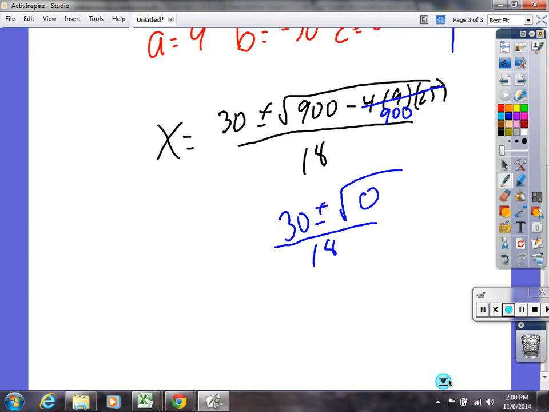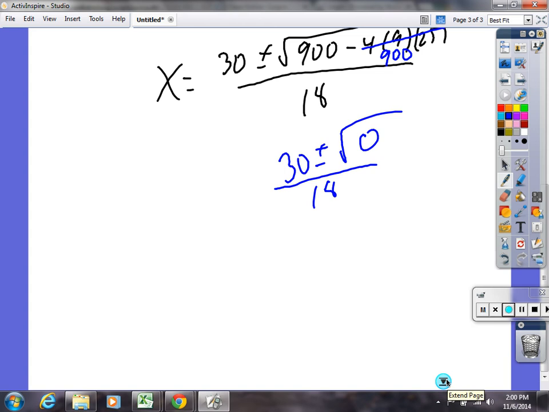What is the square root of 0? Well, put it in your calculator. It's a 0. What times itself is 0? 0. So now I'm at 30 plus or minus 18 over 18. Oh, that was 0. Sorry. It was a 0. I accidentally missed it. Why is that not my answer?